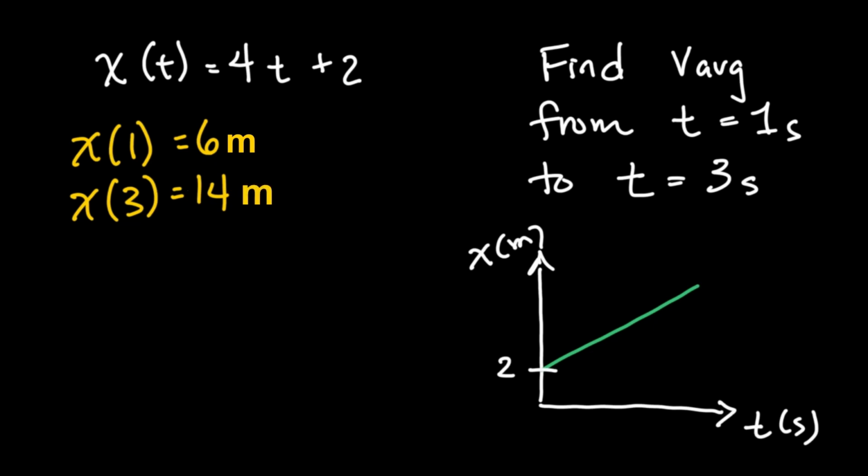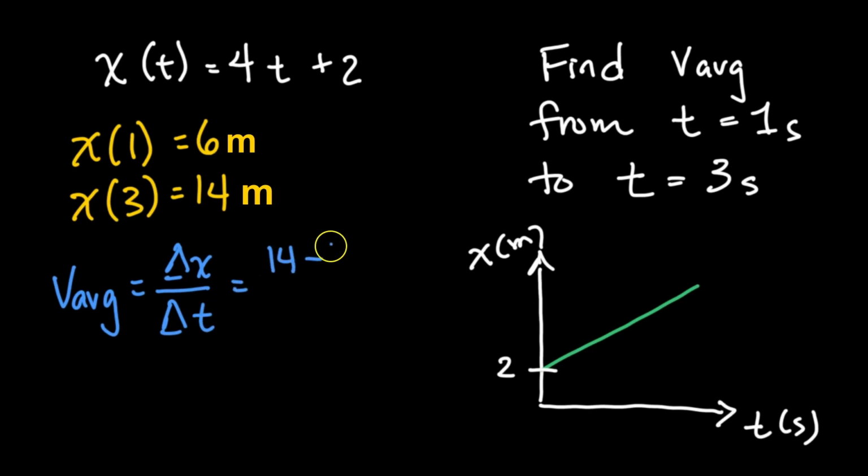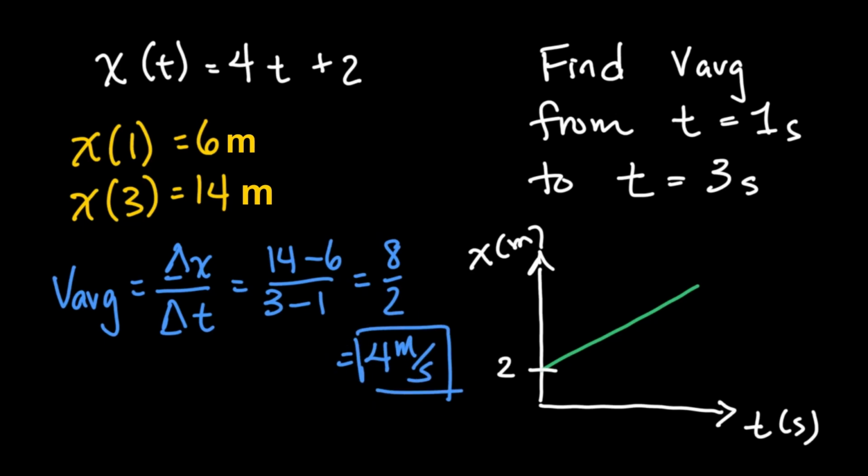Next, we're going to use our average velocity equation, which is the change in position or displacement divided by the change in time. The change in position is 14 minus 6. The change in time is 3 minus 1, and that gives us 8 over 2, which is 4 meters per second. If you take a look at our graph, you'll notice that the graph is a straight line.